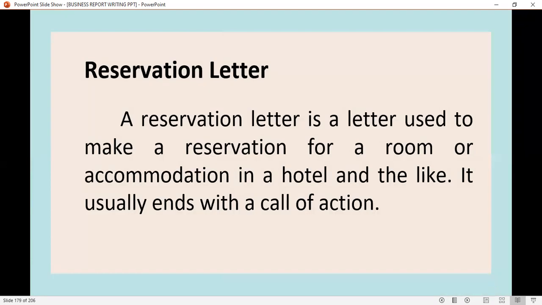Next is a reservation letter. A reservation letter is a letter used to make a reservation, usually for a room or accommodation in a hotel and the like. It usually ends with a call of action. Reservation, reserve. Magpapa-reserve ka ng room or ng place or ng venue. You will use reservation letter.